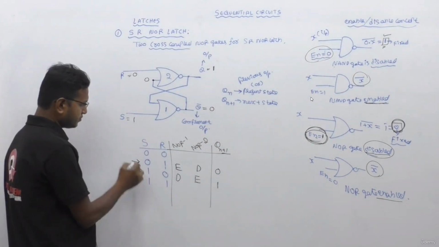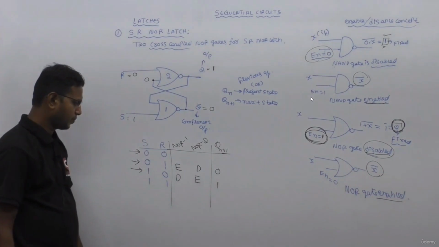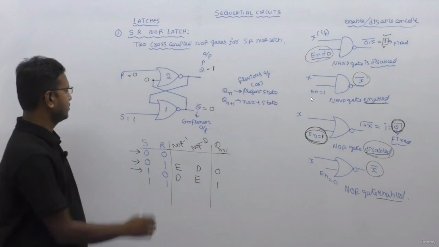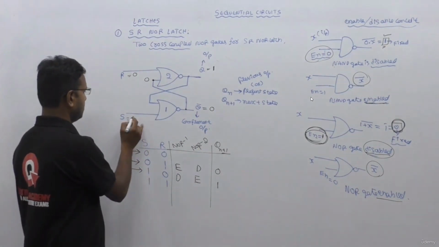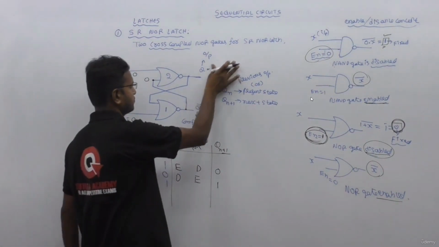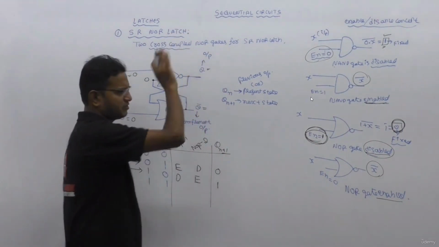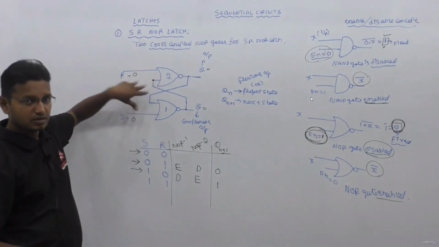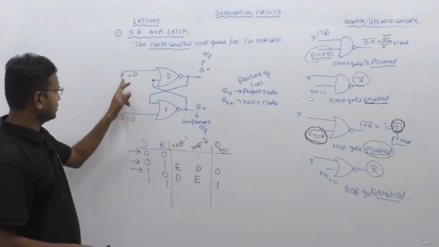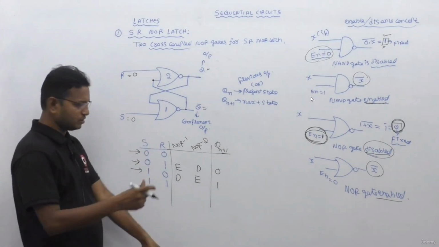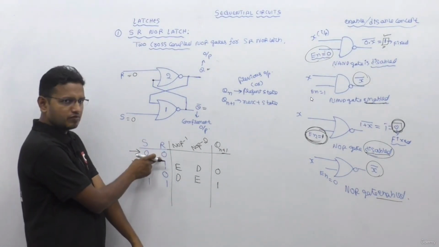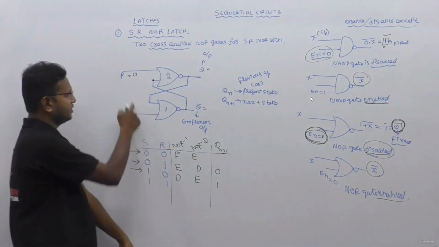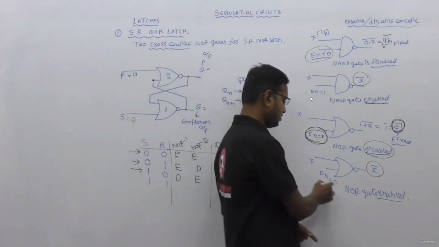Now let us see the first one. S equal to 0, R equal to 0. I don't know what is the previous value. Previous value can be anything. After giving the inputs, it is always the next value I am talking about. So let us take the first combination, S equal to 0, R equal to 0. If both are zeros, NOR gate 1 is enabled, NOR gate 2 is also enabled, because if any one of the input is zero, NOR gate will be enabled.